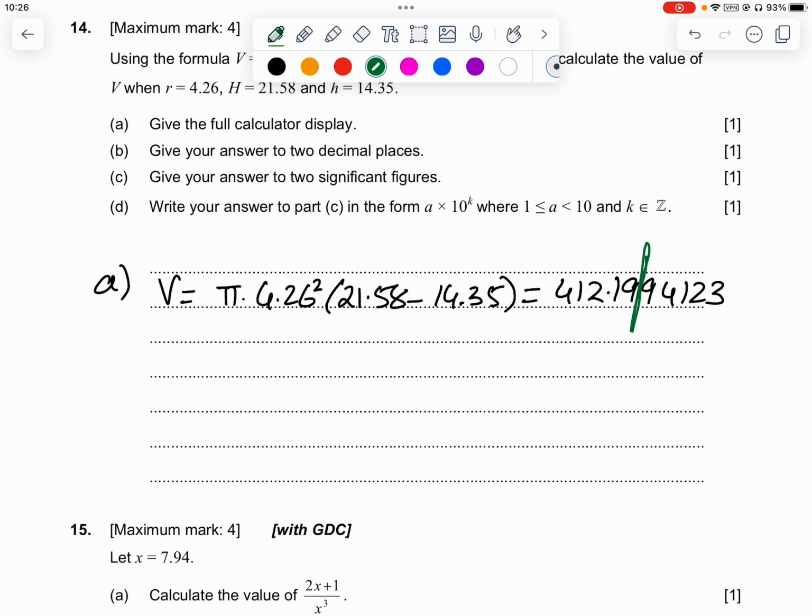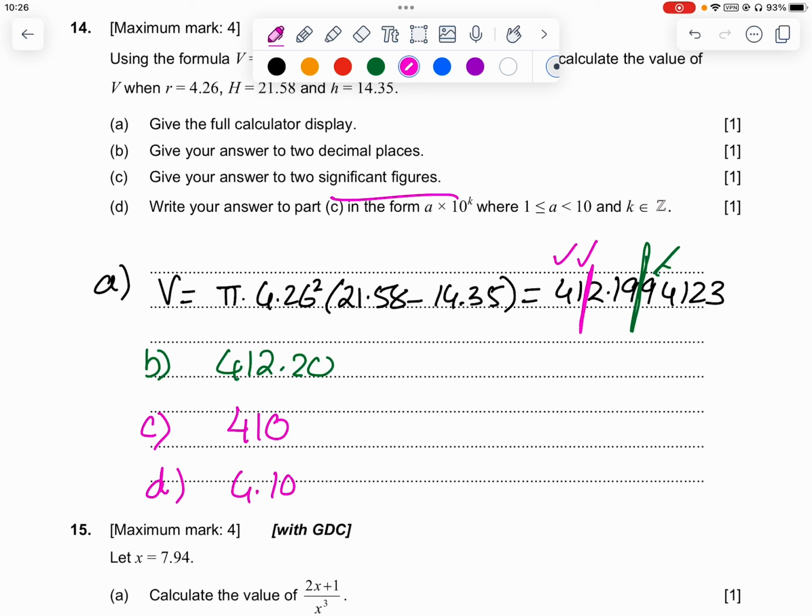Next, two decimal places. So draw a line after two decimal places. This is more than 5, so add 1 to that. So it becomes 412.20. Next is two significant figures. So 1, 2. Draw a line after that. It is less than 5, so make it 0. Then write your answer in part C in standard form. So 4.10 times 10 to the power of 2.